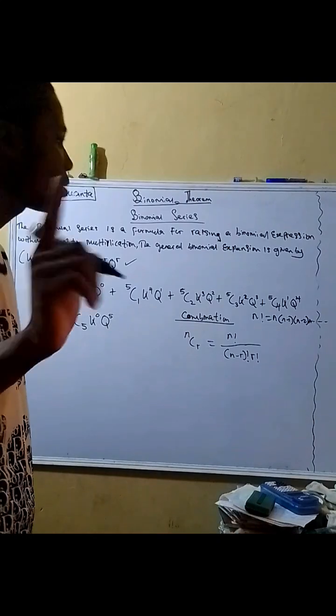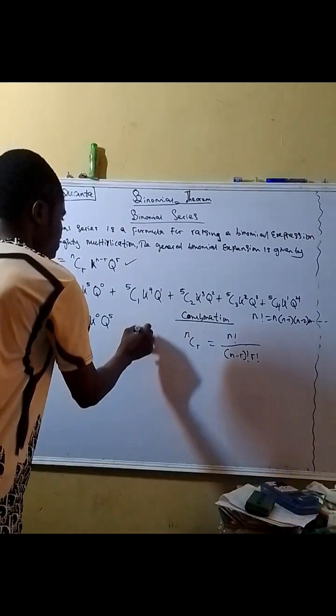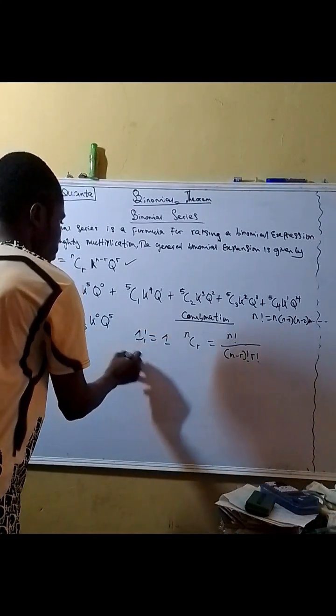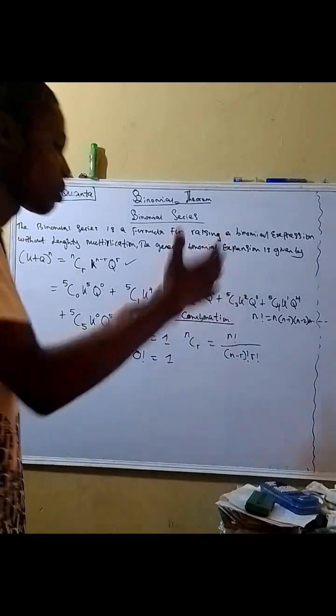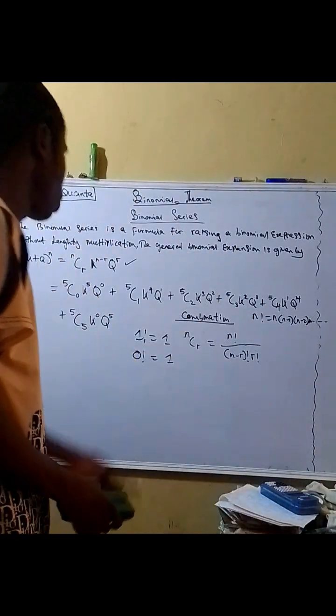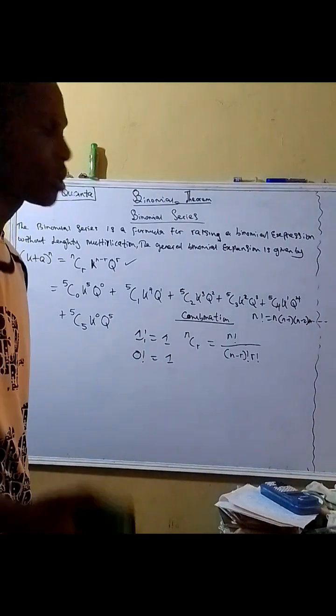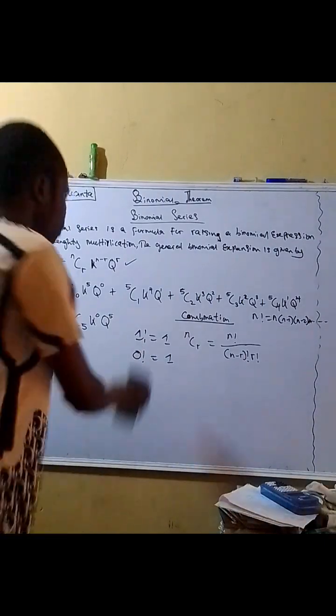And note something, please, very, very important. 1 factorial is equal to 1. 0 factorial is also equal to 1. There is a proof for this, but we are not dealing with permutation and combination. Just note this, please, at the back of your mind that 0 factorial is 1, 1 factorial is also 1.